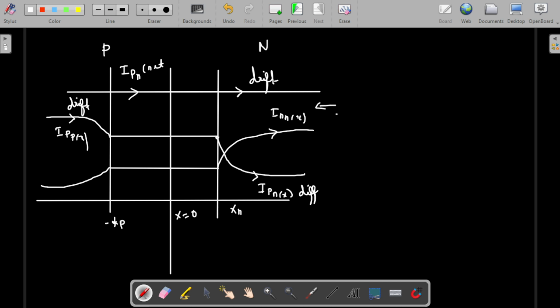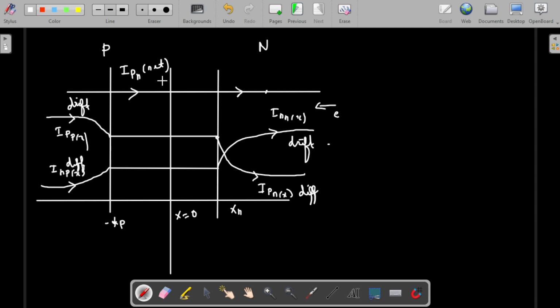Electrons will be moving this side, so the current produced is in this direction. So this is Ip of x, which is because of diffusion, as I said, because it is the minority charge carrier. This is drift. So this is because of drift. So the net movement of current will be in this direction. So this is the I net.